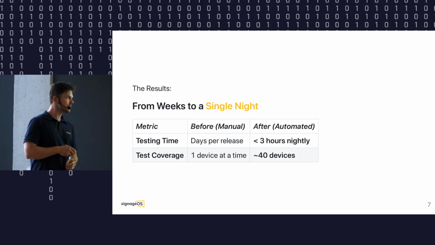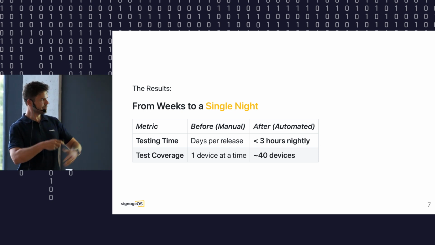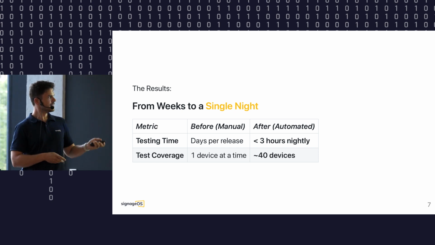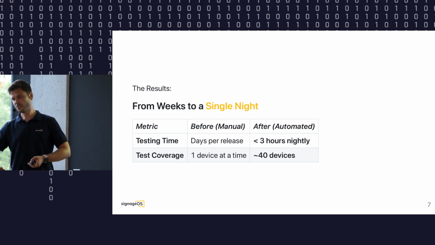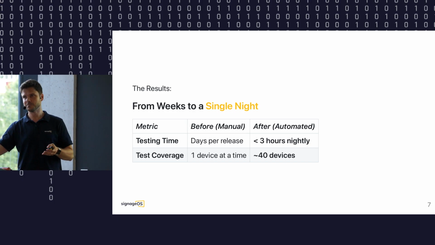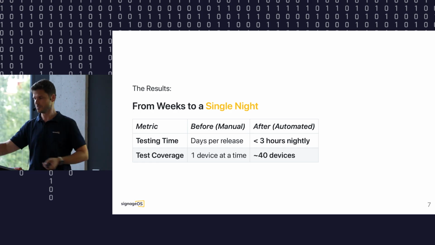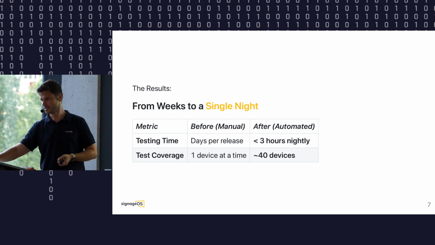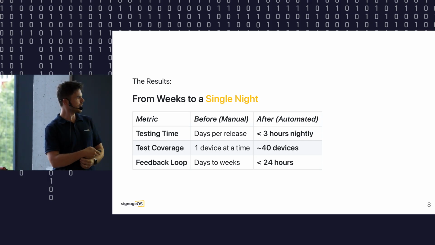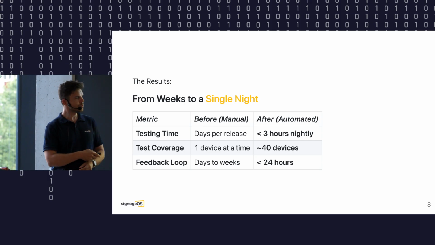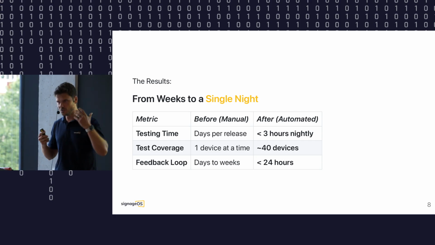Before, one tester could test one device at a time for these days. Now the tester can run 40 devices every night. 40, it's weirdly specific, but it's the number of devices in our lab. So if it was 100, it would be 100. Feedback loop to developers shrank from weeks to less than 24 hours. This is a huge win.